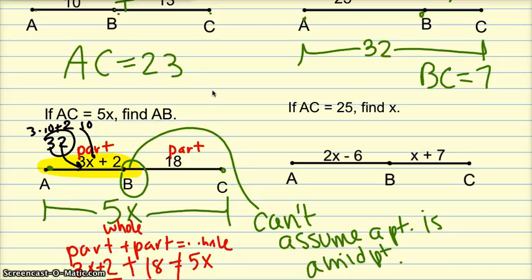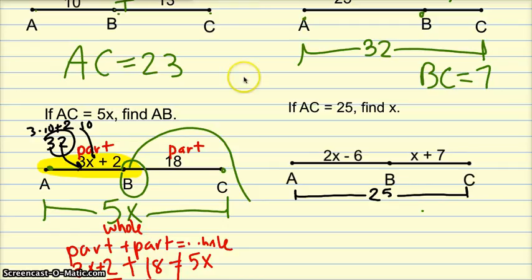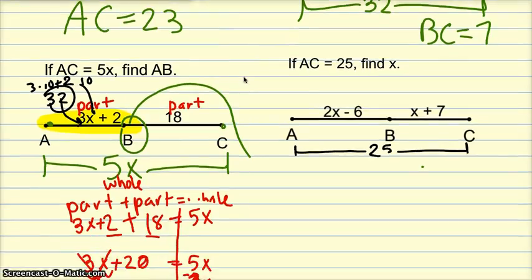Second one says if AC is 25, find x. Let me get all this stuff out of the way here. Again, you can't assume that B is in the center. It sure looks like it, but you can't call that half and half and say, well, I'm going to take a guess that it's in the middle, because it's not. If it was in the middle, it would be specified in some way, shape, or form.